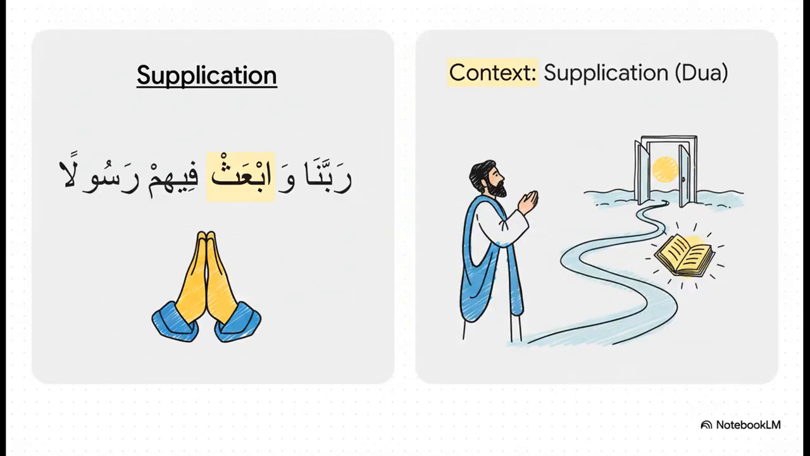Here's a final example from the prayer of the prophet Abraham. He says, "Our Lord, and ib'ath among them a messenger." The verb ib'ath means send. And again, it's that imperative form, but it's not a demand. It's a humble, forward-looking prayer to God. It just goes to show you how central this verb form is to the very language of supplication.